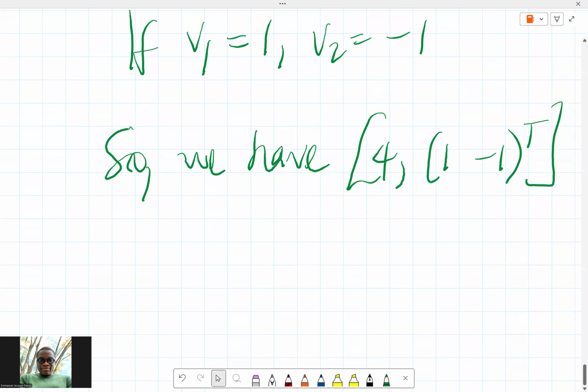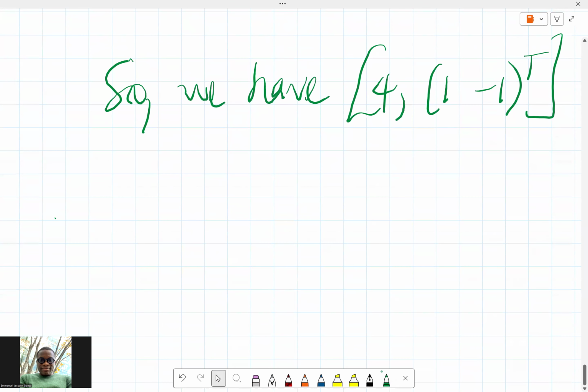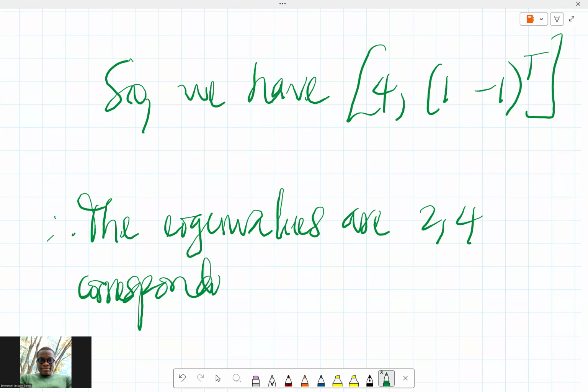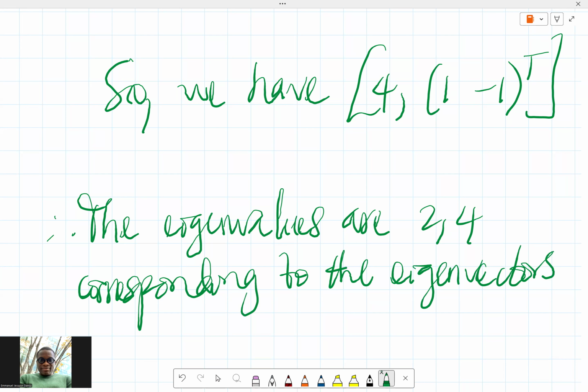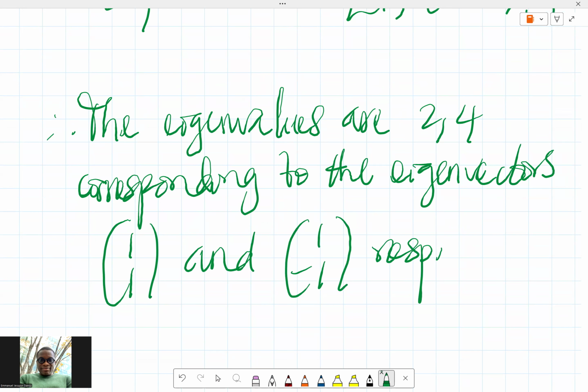So we can now conclude that therefore the eigenvalues are 2, 4, corresponding to the eigenvectors 1, 1 and 1, minus 1 respectively.